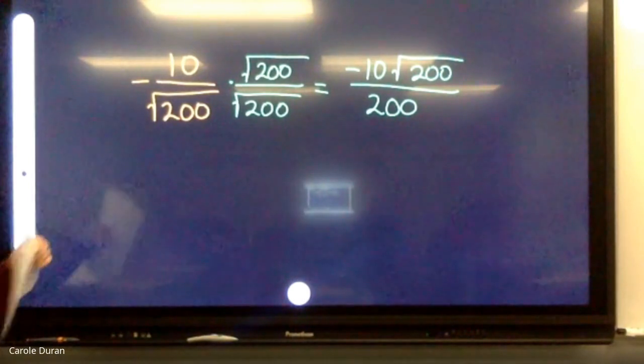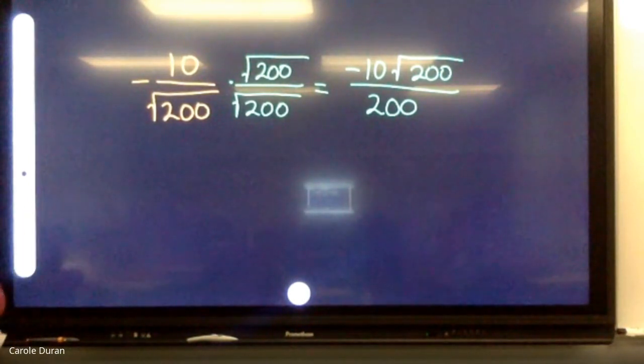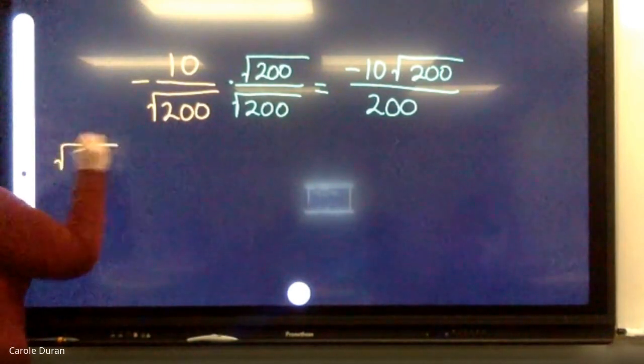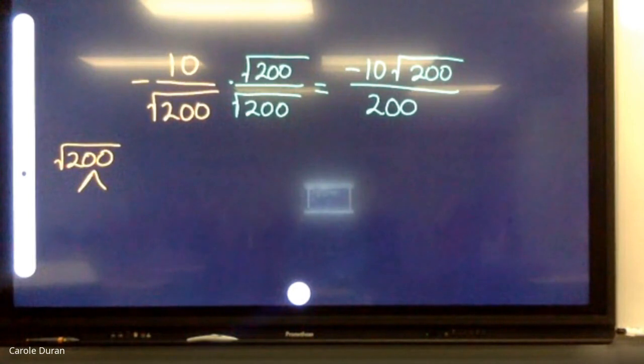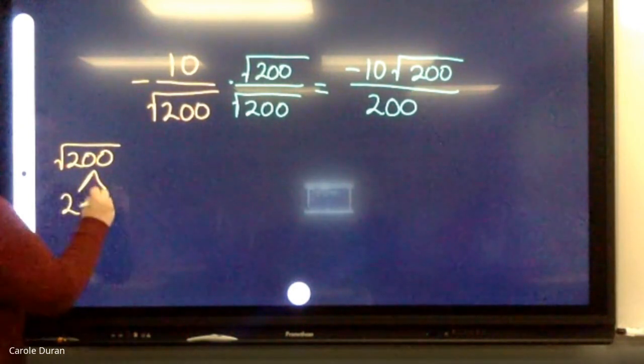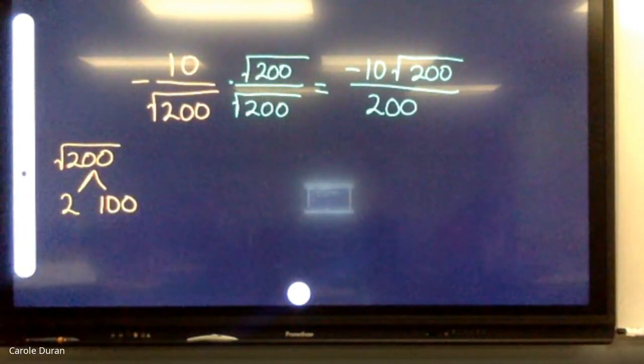Okay, because we can't just leave a super large radical there unless we're sure that it's prime or it doesn't have any perfect squares that come out of it. Right off the bat, is there a perfect square that I can take out of 200? Okay, let's factor tree it and find out. So I have the square root of 200. What multiplies together to get 200? 2 and 100. 2 is prime, 100 is not. However, what is 100? Perfect square, 10 times 10 equals 100.